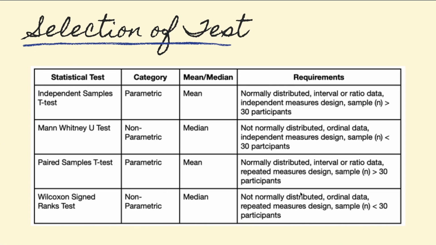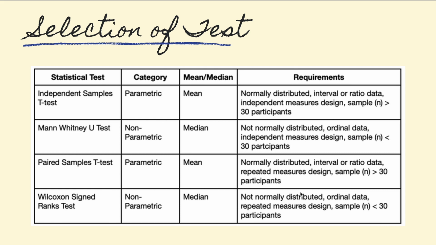So in this table, I have listed 4 most common inferential statistical tests that you can use for your IA, considering the fact that it is recommended that you choose only 2 conditions, okay? And these conditions can be either in an independent measures design or a repeated measures design, okay?